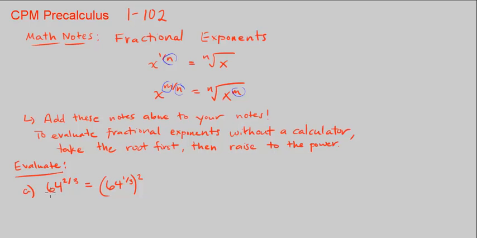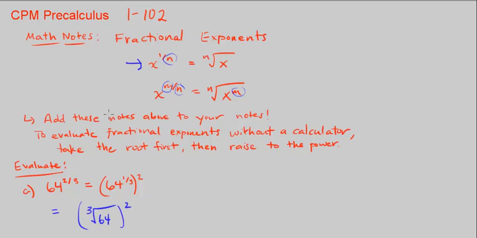It says evaluate 64 to the 2/3 power. Well, we can separate this into 64 to the 1/3 and then that to the power of 2, because we know that 2/3 is equal to 1/3 times 2. And 64 to the 1/3 power, using this rule right here, is the nth root, so that's the third root of 64, and then we want to square that.